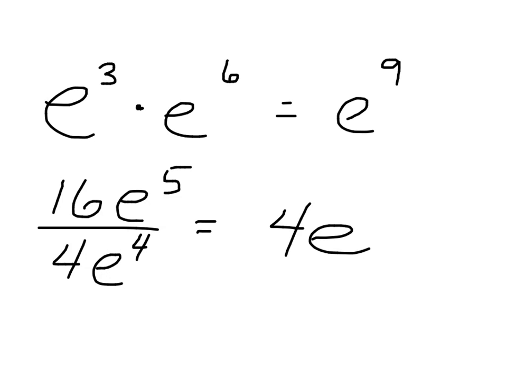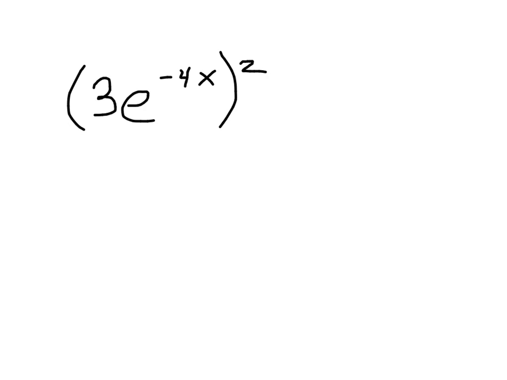Then, if you have something like this, where it says 3e to the negative 4x, squared. When you have a squared power like that, remember, to a product, that needs to go to each factor, not just one, which a lot of people mess up. So it needs to go here also. Anybody know what 3 squared is? 9.